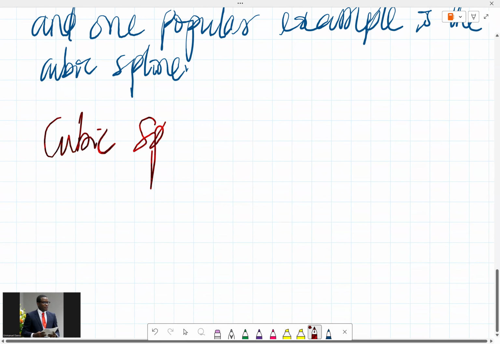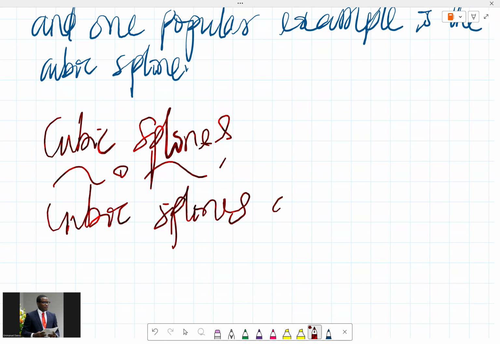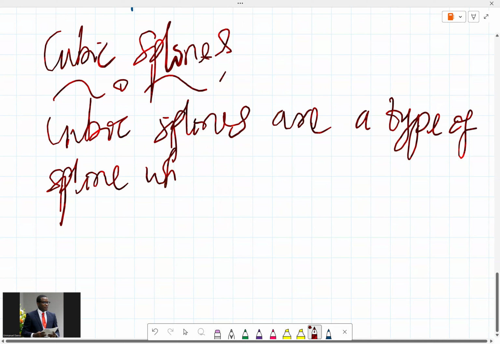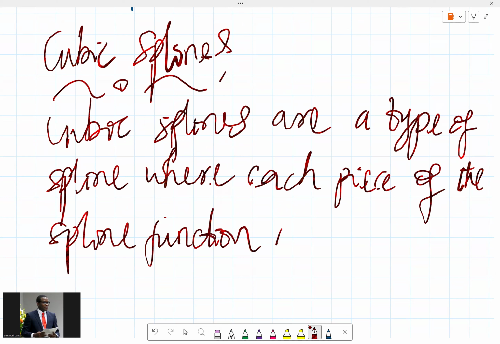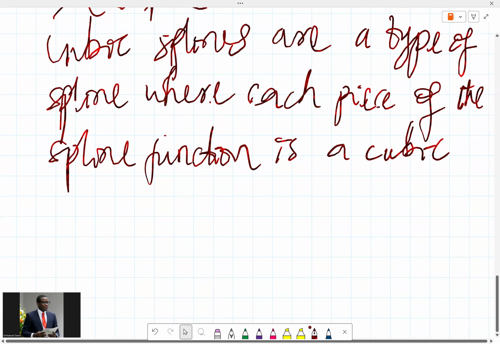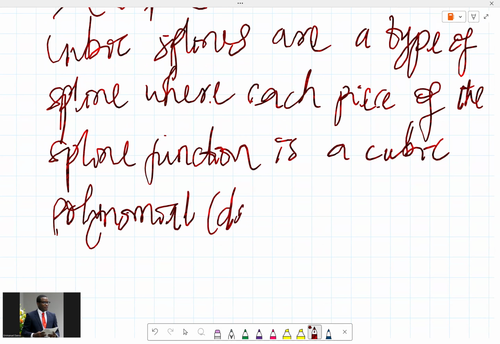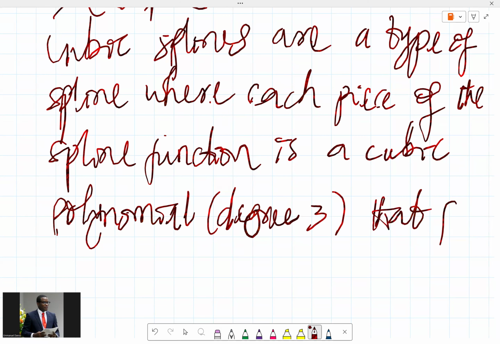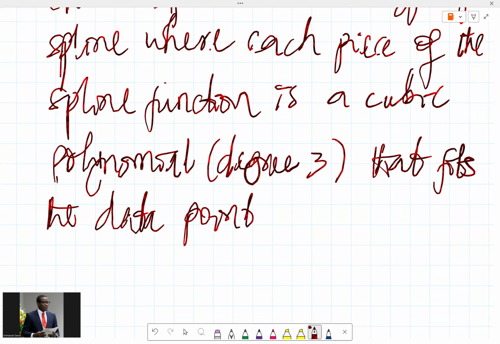Cubic splines are a type of spline where each piece of the spline function is a cubic polynomial, that is, a polynomial of degree 3 that fits the data points between the knots.